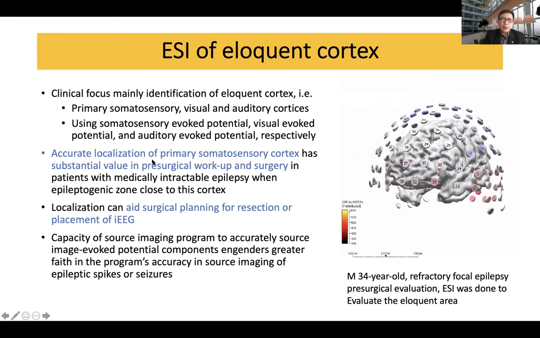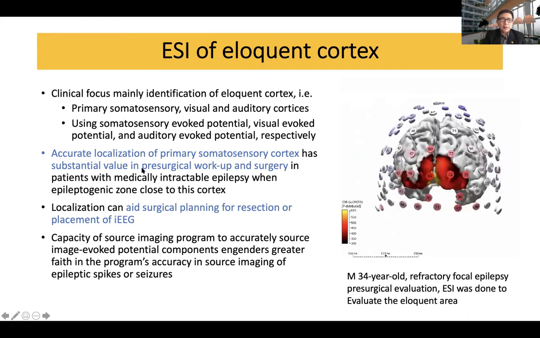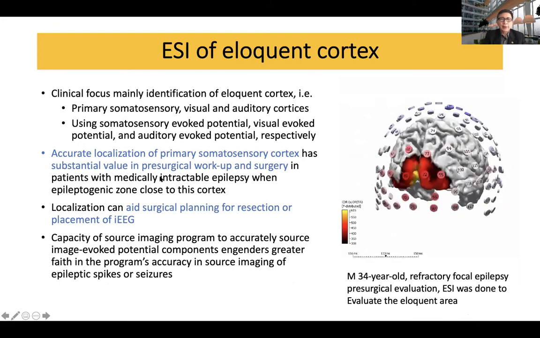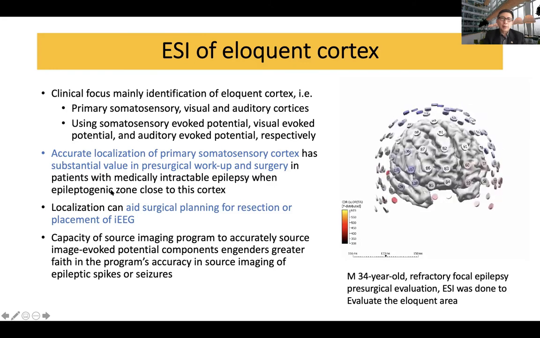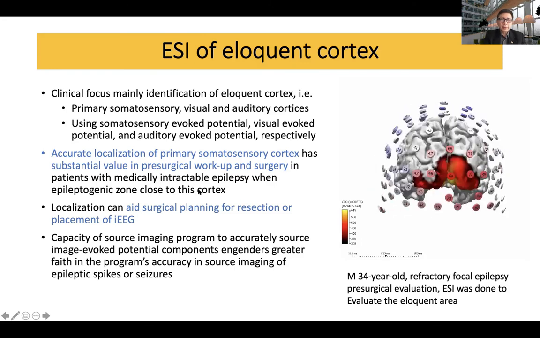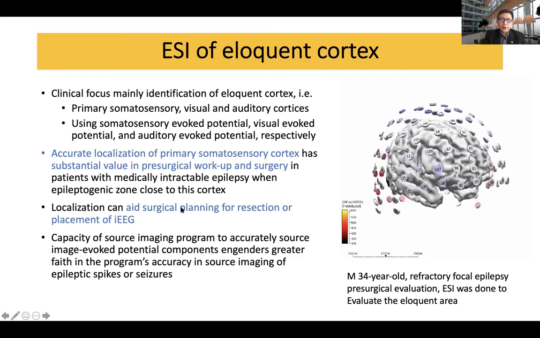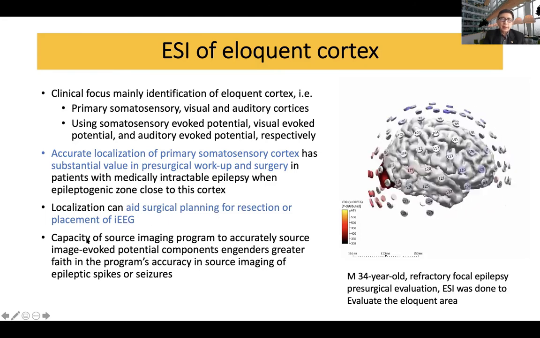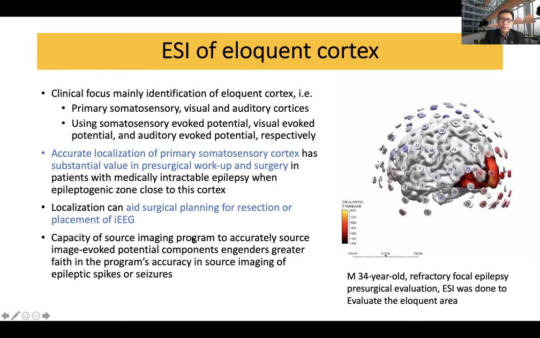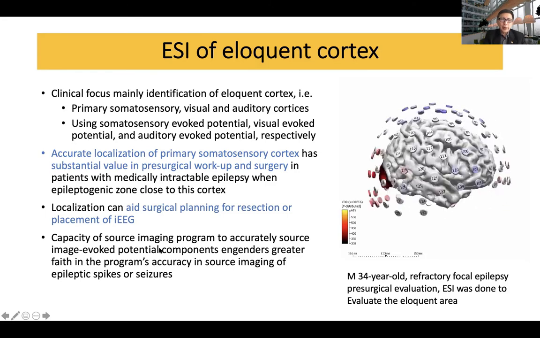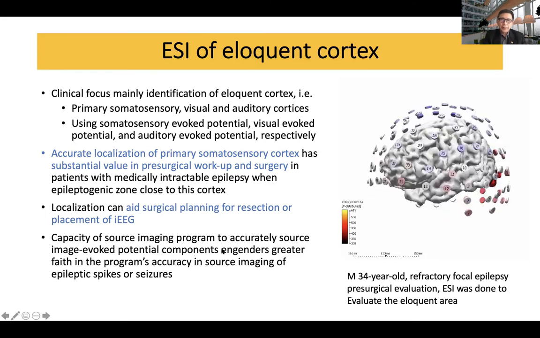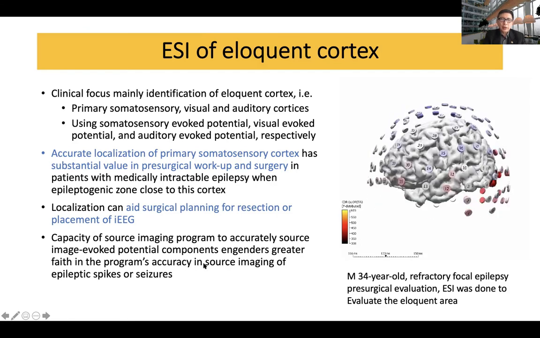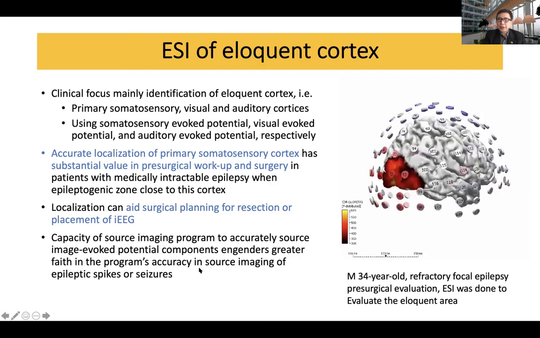Accurate localization of the primary somatosensory cortex has been of value in pre-surgical workup and surgery in patients with refractory epilepsy when the epileptogenic zone is close to this cortex. Localization can aid surgical planning for resection or placement of intracranial EEG. The capacity of the source imaging program to accurately image evoked potential components engenders greater faith in the program's accuracy in source imaging of epileptic spikes or seizures.